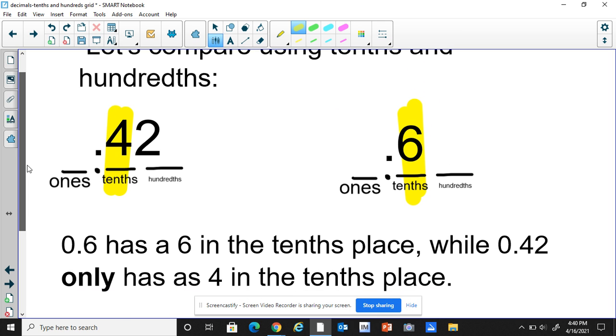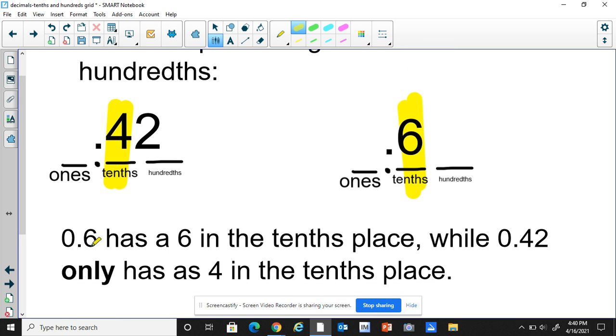So let's look at that explanation. 6 tenths has a 6 in the tenths place, while 42 hundredths only has a 4 in the tenths place. So you've got to really pay attention to those places.